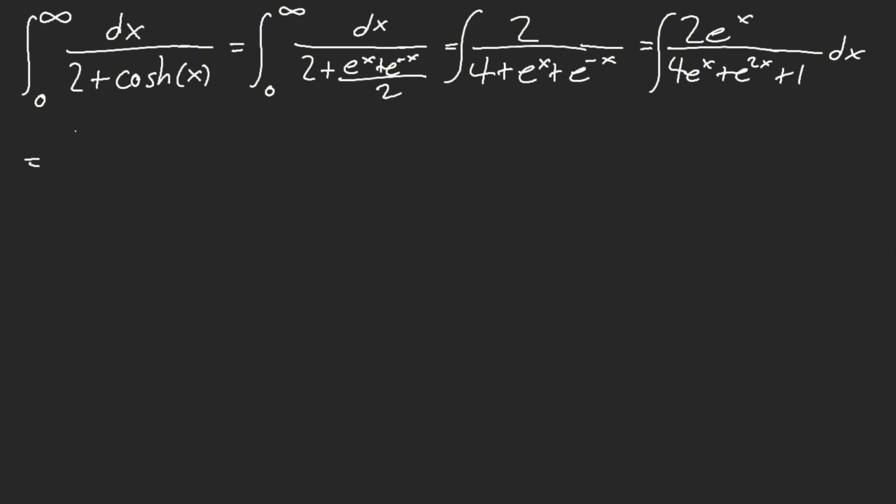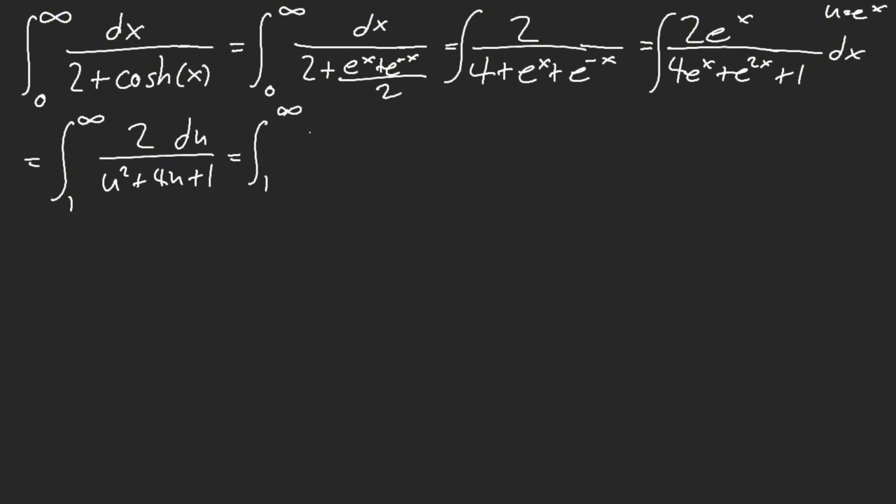So now, when we let u equal e to the x, this should just be the integral from 1 to infinity of 2 du over u squared plus 4u plus 1. Now of course, you know me, I'm going to complete the square. So we have 2 du over (u plus 2) squared minus 3, because I'm doing plus 4 minus 4.